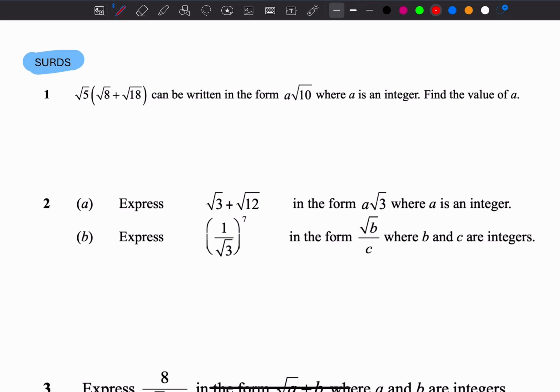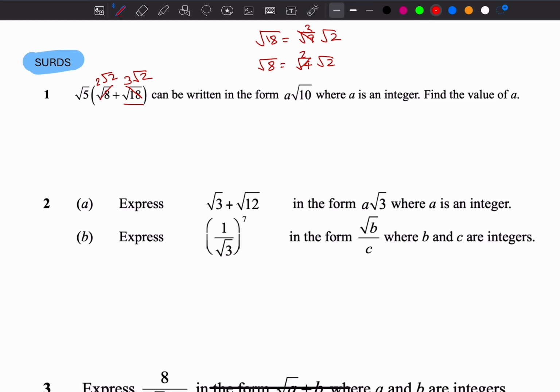So in here we've got root 18. That could be simplified. Root 18 is basically root 9 times root 2. You know that root 9 is 3, so it's basically 3 root 2. Multiply it here. And the root 8, you can simplify the root 8, can't you? So root 8 is basically root 4 times root 2. Root 4 is 2, so that's 2 root 2.